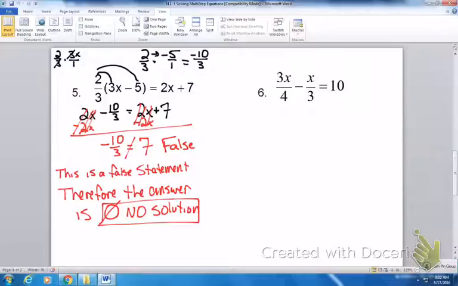All right, guys, we're going to have to think back a little bit. This problem number 6 can be a little bit challenging. It's 3x over 4 minus x over 3 equals 10. We've got two fractions rolling around.